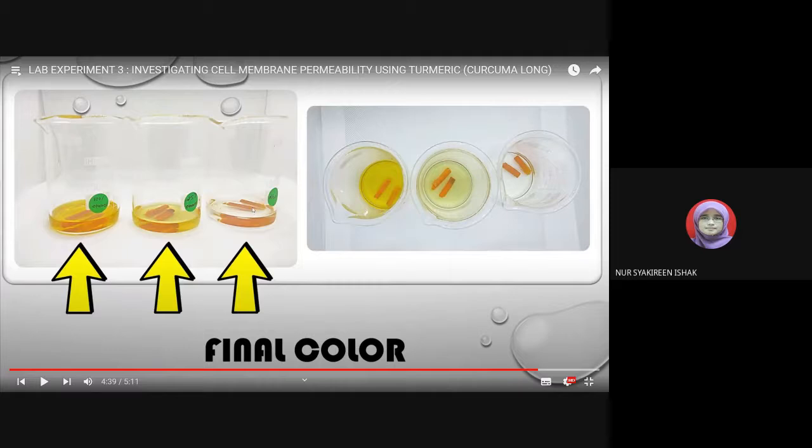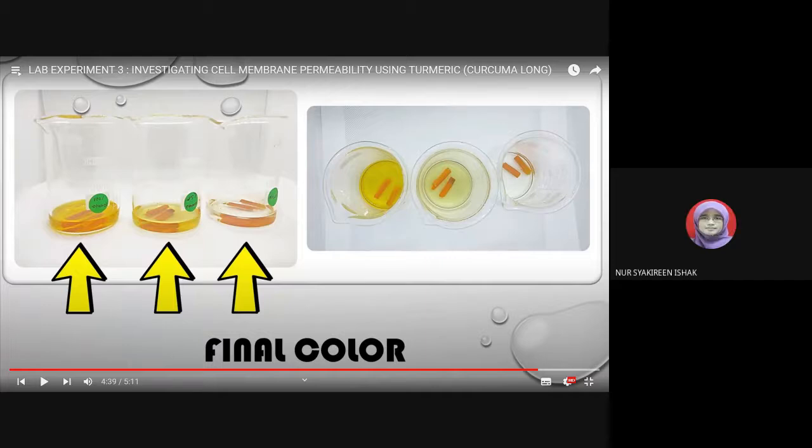Kenapa air jernih, 25% etanol, warna kuning cair. Tapi kalau 100% warna kuning pekat. What is the effects of ethanol towards the membrane of the cell for that turmeric? What is the effects of immersing cells in ethanol? The water from the cell will move out.